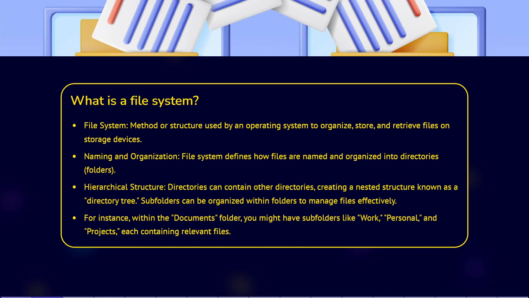Directories can have a hierarchical structure, meaning that they can contain other directories within them. This allows for the creation of a directory tree, where directories or folders and subdirectories or subfolders are organized in a nested manner. For instance, within the documents folder, you might have subfolders like work, personal, and projects, each containing relevant files.